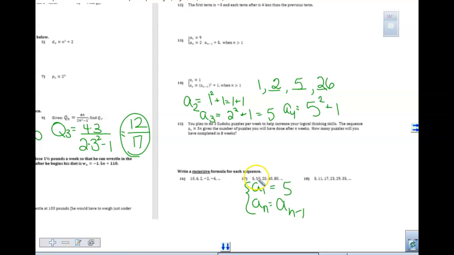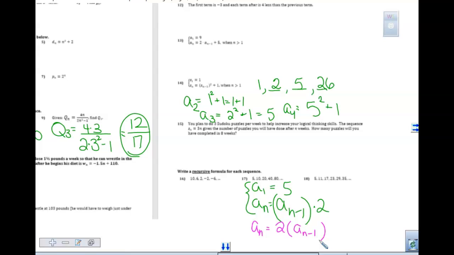We get 5 to 10, 10 to 20, 20 to 40, 40? Multiplying by 2. So I'm taking the previous term and I'm multiplying it by 2. Oh, I didn't write it that way, Mrs. Thompson. I put a sub n equals 2 times, does it matter if you put the 2 in front or behind it?